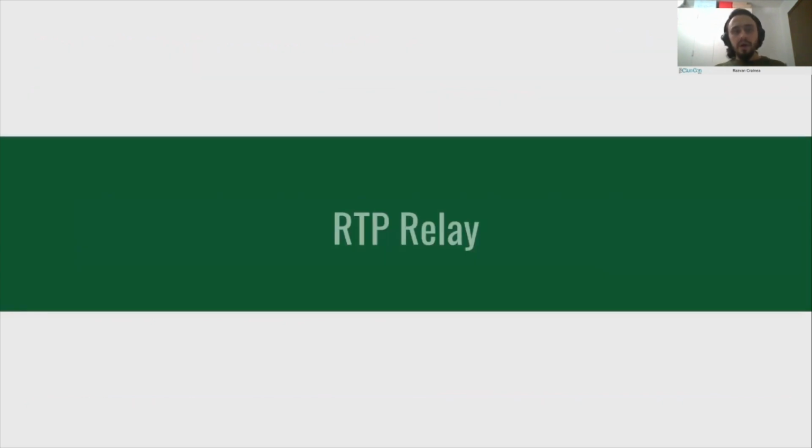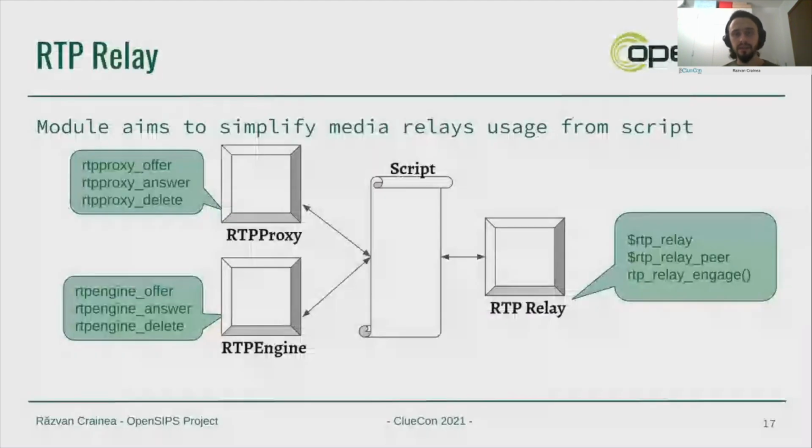So that's how we came up with the new RTP Relay module. What this new module aims to do is, first of all, simplify how media relays are being used from the script. So up until now, we had RTPProxy, RTPEngine, media proxy. Each one of them comes with different functions. We need to use offer for each invite, we need to use answer for each 200 OK. We need to use RTPProxy delete for a cancel and for a bye. This is if you are going to use RTPProxy.